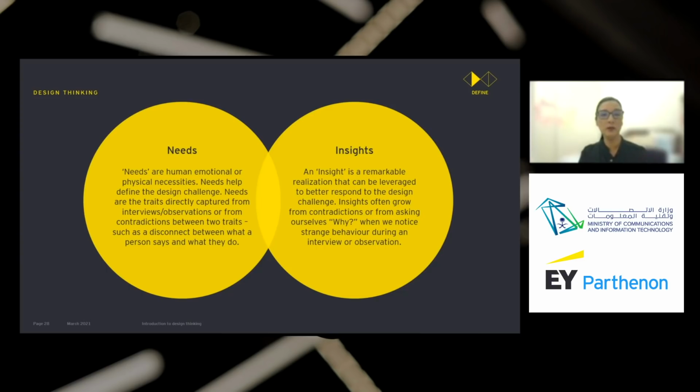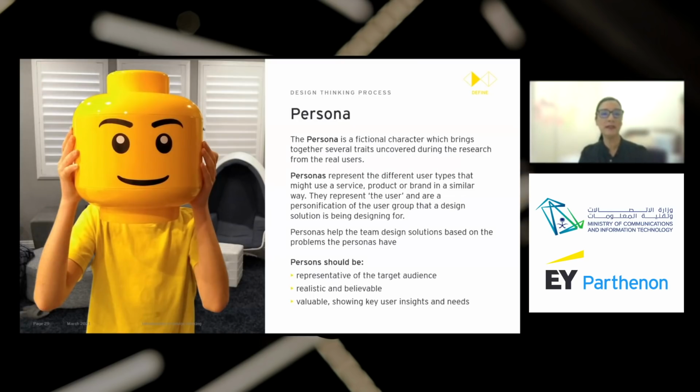So some of the tools that we use in the define stage of the process are things like personas. A persona is a fictional character which brings together several of the traits that we've found through interviewing real users. The persona represents these user types so that we can start to personify the user group that we're designing for. And they should be representative of the target audience we're designing for. They've got to be realistic and believable, and they also need to be valuable. They've got to showcase key user insights and needs.